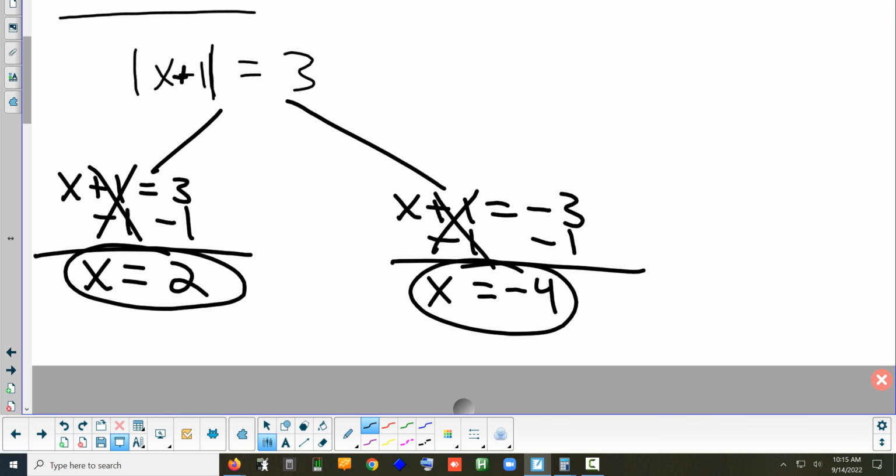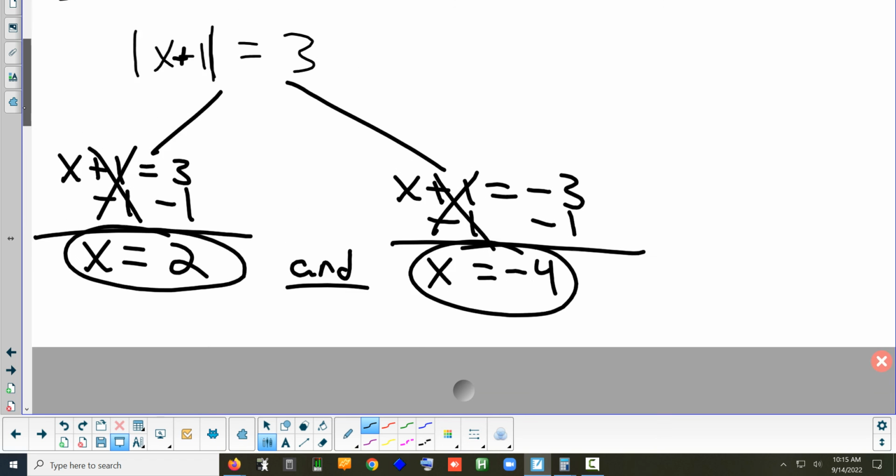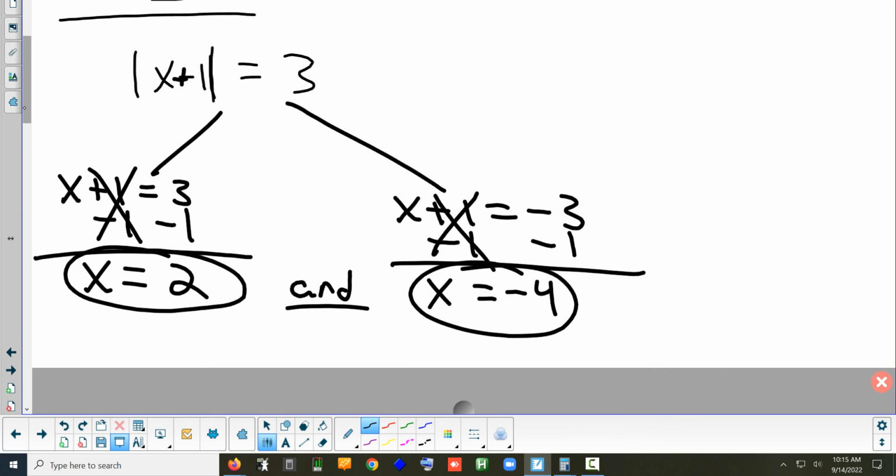Now, the last thing it said is to connect the 2 answers with a certain word. What word did it say to put? Right there, yeah? And. And means it could be either, it's both of them. X equals 2 and negative 4. Both of those numbers are answers to your problem. Any questions on that? That's how you solve an absolute value equation. So we'll try a couple. I think I had 3 or 4 of them. And then that'll be it.